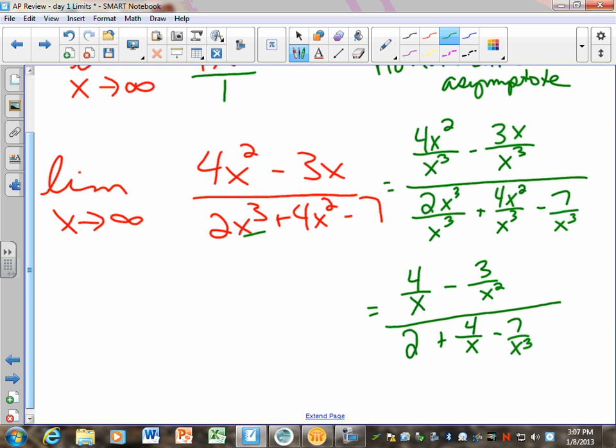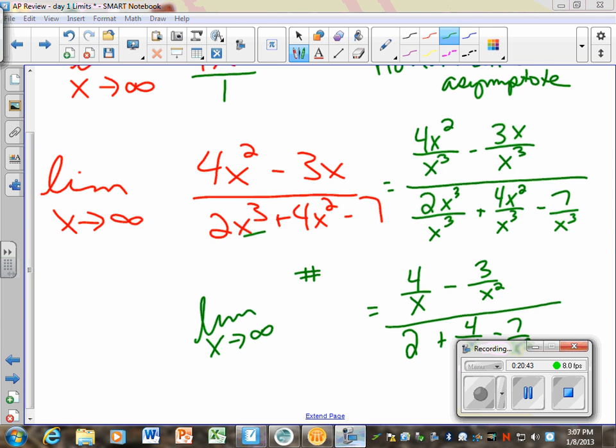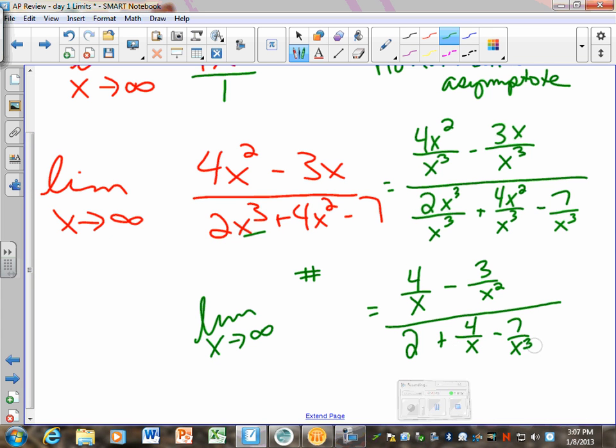Now this is where this comes in handy. If you are looking at the limit as x goes to infinity, that's where my little thing came from earlier. If you have any number over x to any integer, any number really, if you keep plugging in bigger and bigger numbers for x, you're going to keep getting a smaller and smaller number closer to 0, right? This is always going to equal 0.